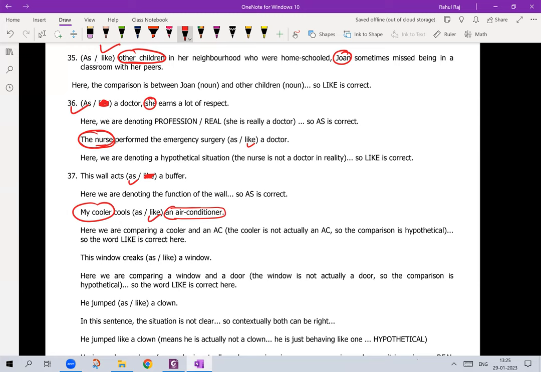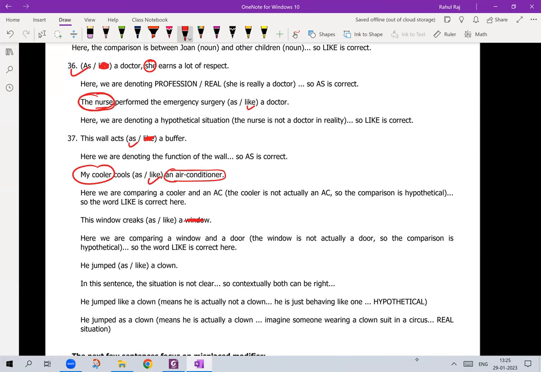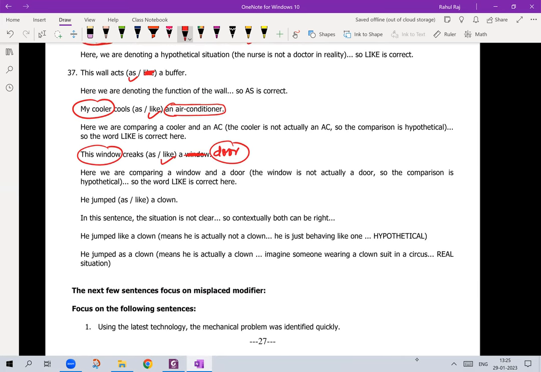Clear, Rahul. The window cracks as or like a door. Sorry, it's not a window, it's a door. So window and door are two separate entities. So it should be like. He jumps as a clown or like a clown. Imagine if I say he jumps as a clown, it means he's a clown. When I say he jumps like a clown, it means he is a separate entity, clown is a separate entity. And both the sentences are right, in whatever way you want to use it. In this sentence, the situation is not clear, so contextually both can be right. When you say he jumps like a clown, you are comparing a hypothetical situation. When you say he jumps as a clown, it means he is a clown.